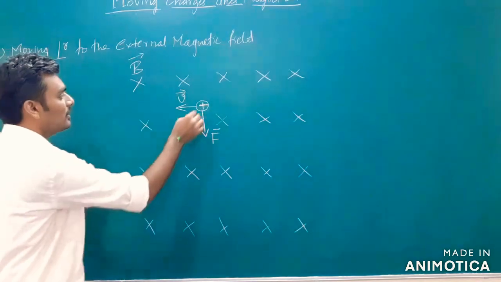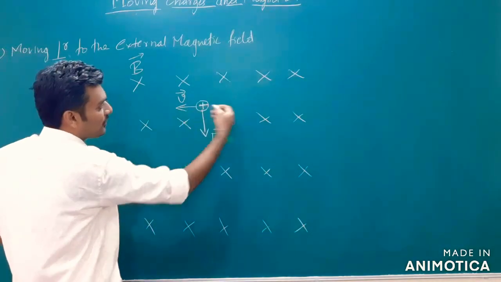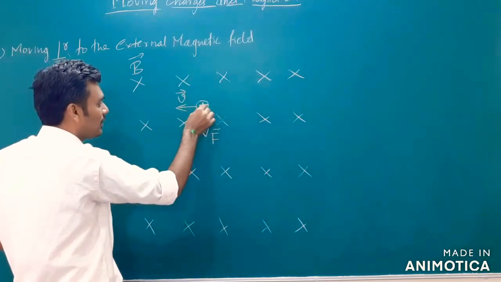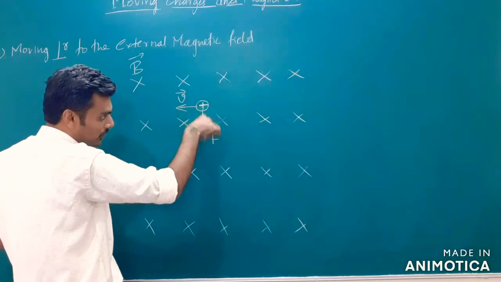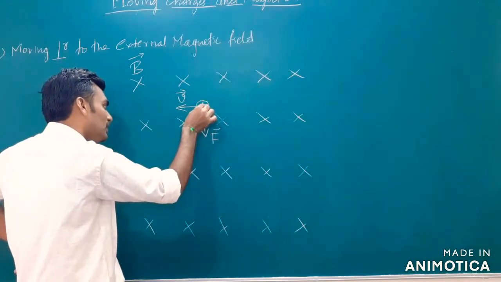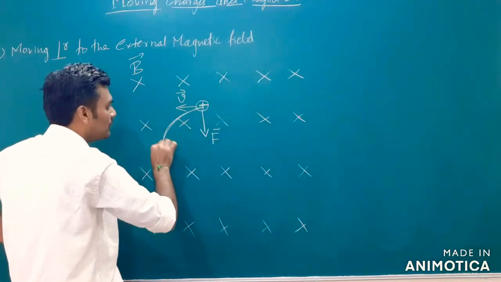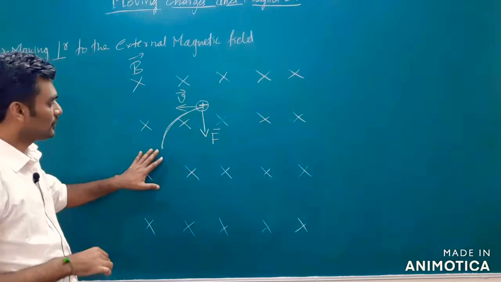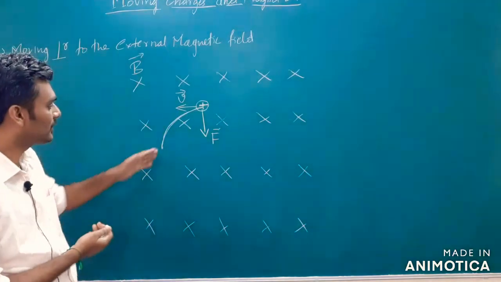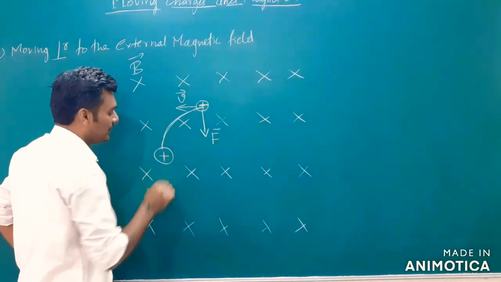In the same way, this charge will take a path, because this is the original direction of velocity and this is the force experienced. So this is magnetic force, not the gravitational. So the charge will take a semicircular path like this. Now what happens after one semicircular path is traced, from this point to this point? So now the charge is here.